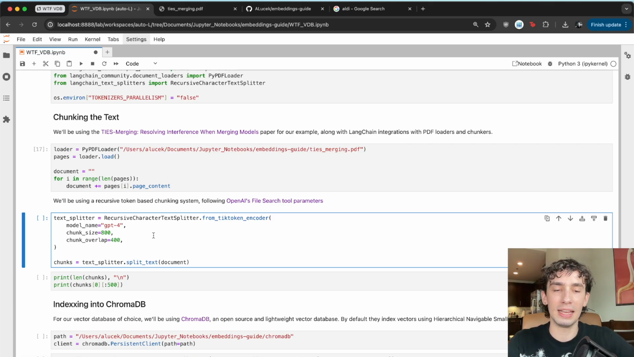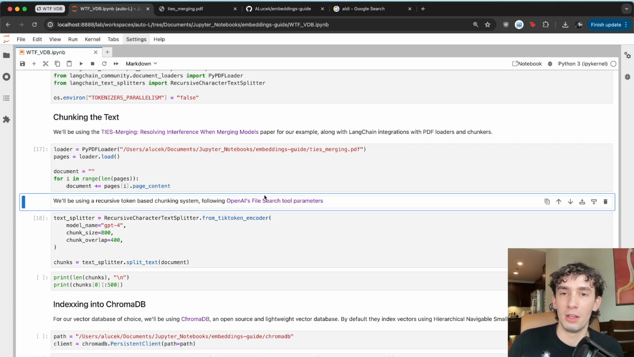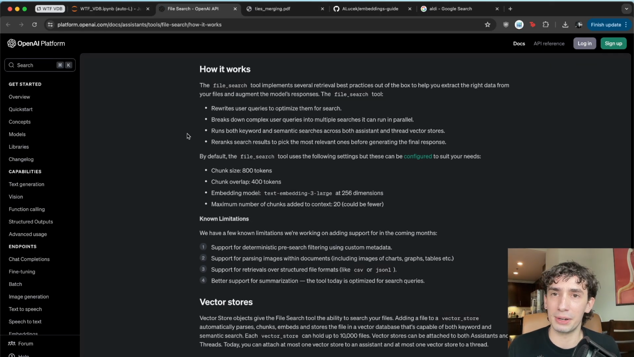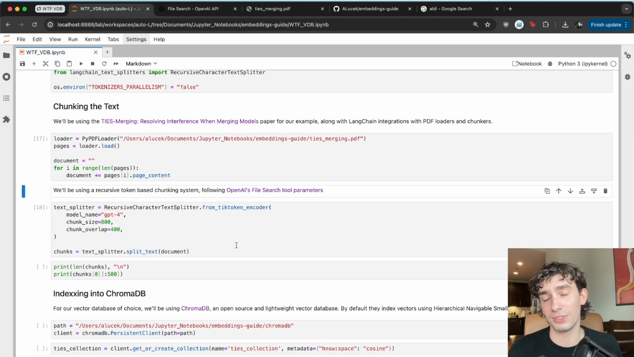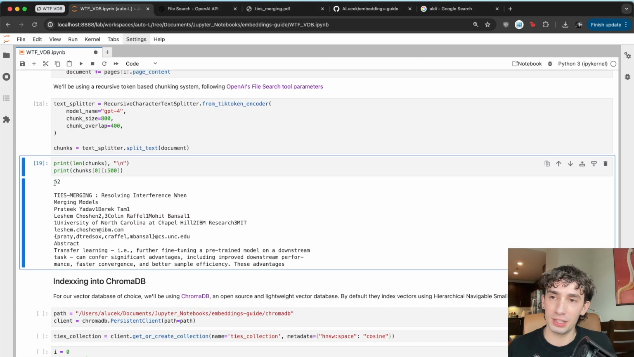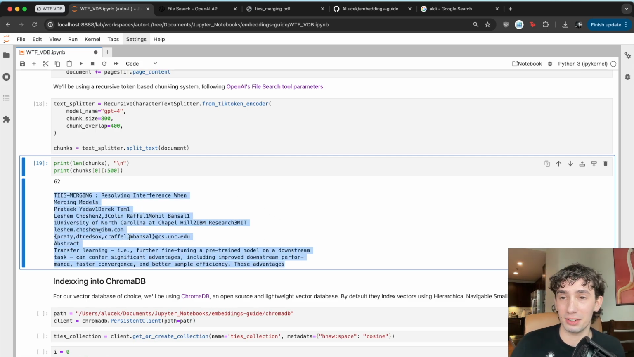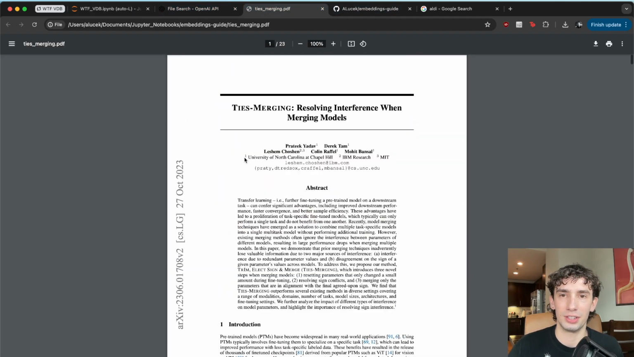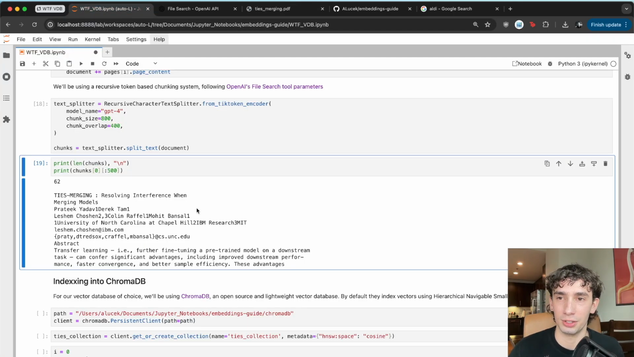And these numbers are ones that I actually got from OpenAI's search tool parameter in their Assistants. They recommend, or at least they use, an 800 token chunk size with a 400 token overlap. So it's usually my default go-to when setting these things up. Performing this chunking results in 62 total chunks that we'll be indexing into our database. And then just a little example of the first 500 characters of our first chunk looks like, yep, it is exactly just the first little bit here, going from the title into the abstract a little bit of the paper.